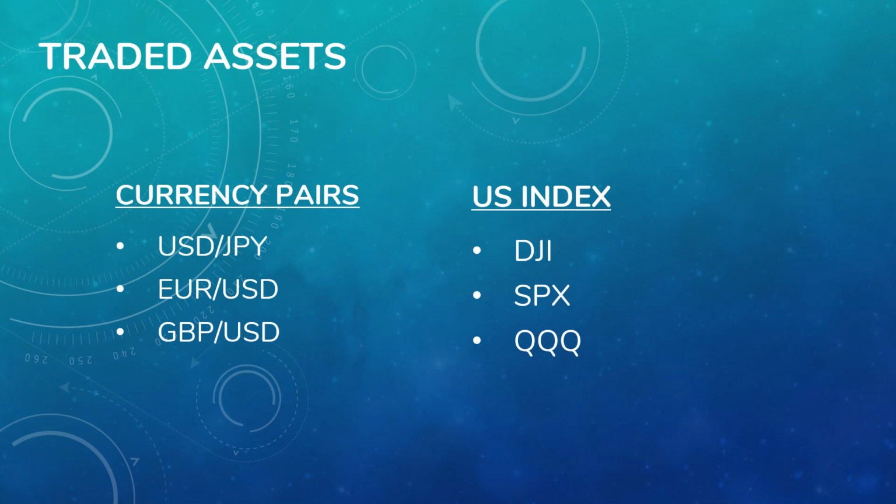and the assets I used for testing this strategy are the US dollar to Japanese yen, Euro USD, Pound sterling to US dollar pairs, stock indices such as the S&P 500, Nasdaq, and Dow Jones. To keep the results relevant, the testing period starts from 2015 to 2020.